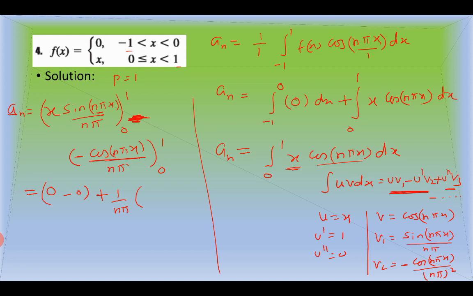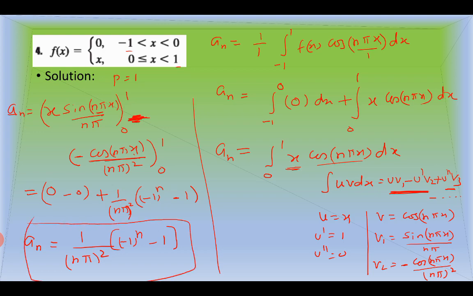So here v2 is n square pi square, whole square, so this will be n pi whole square. Cosine x is 1, cosine n pi is minus 1 to the power n, and cosine 0 is 1. So the answer for an is 1 over n pi whole square times minus 1 to the power n minus 1. And again we can check for even and odd values of n, isn't it? We can do it later on.